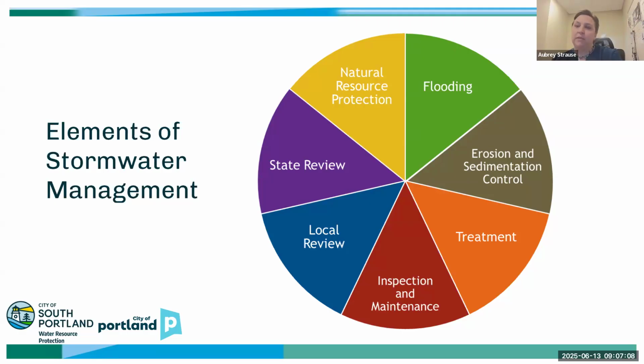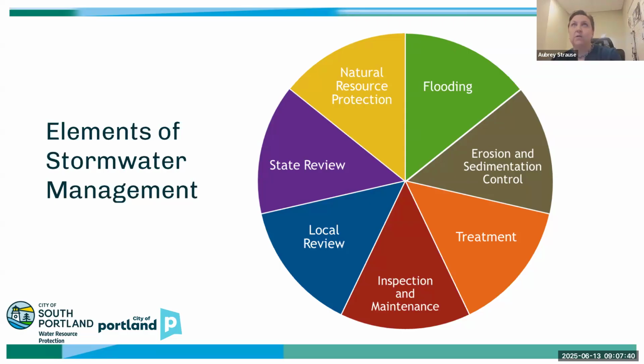Maine has a very robust state level review program. Maine DEP reviews the stormwater treatment approach for projects that essentially have an acre of impervious area or more. There are some nuances to that in some cases, but we have a very robust state review program. And both of our cities also have a really robust local review program. We're both involved in that for new development and redevelopment.